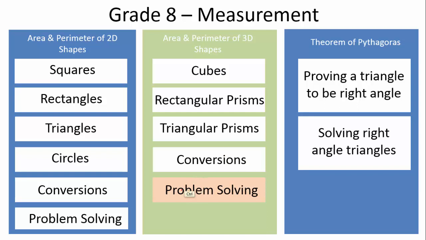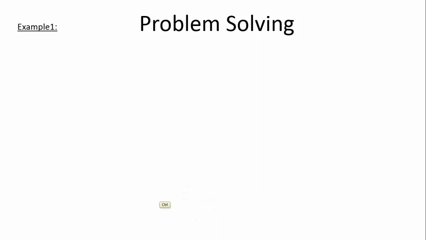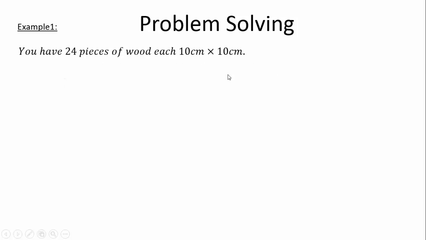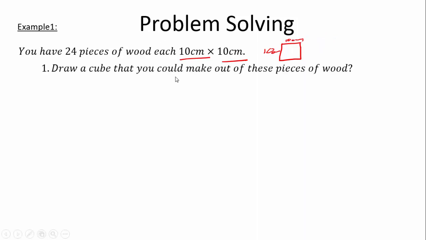Okay, we're now going to be doing some problem solving in 3D shapes. Let's go through some examples. We have 24 pieces of wood. Each is 10 centimeters by 10 centimeters in size. So each piece of wood, we have 24 of them, is 10 by 10. Draw it if you need to. Draw a cube that you could make out of these pieces of wood.